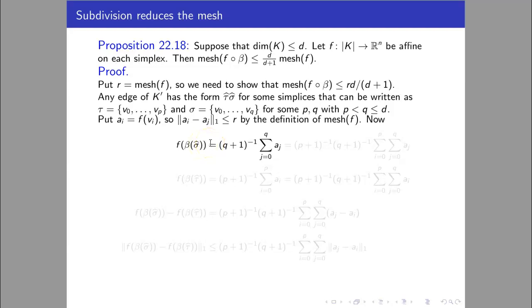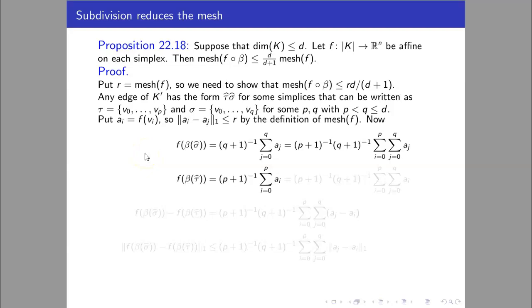Sigma hat, remember, is v0 up to vq added together and divided by q plus 1. Apply f to that, we get 1 over q plus 1 times the sum of the a_j, j running from 0 to q. And it's going to be convenient to rewrite that slightly. Here we take the sum from i as 0 to p, j as 0 to q of a_j. This doesn't really depend on i, so we're really just doing the same thing p plus 1 times, so it gives us an extra factor of p plus 1, but we're dividing by p plus 1 here, which cancels that out. So this thing is the same as that thing.